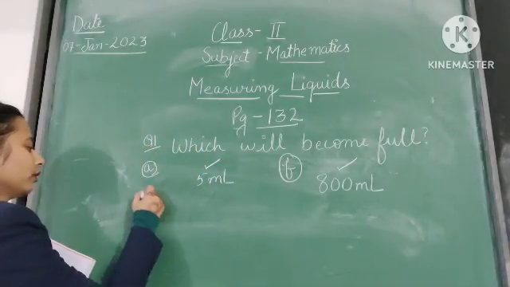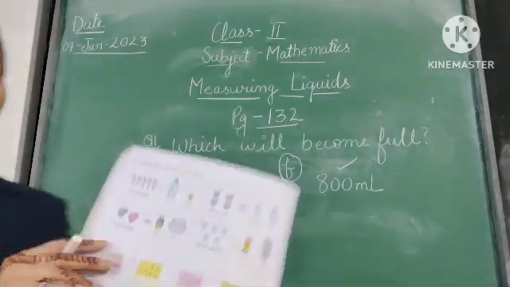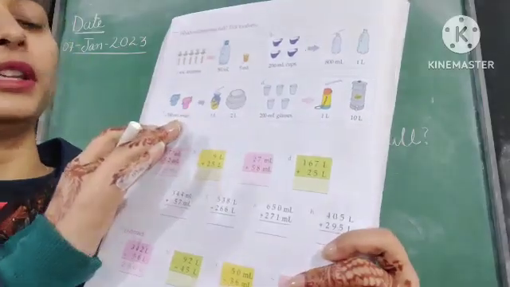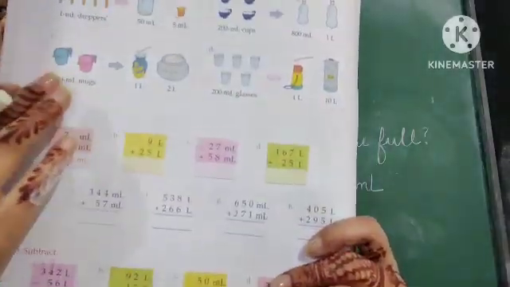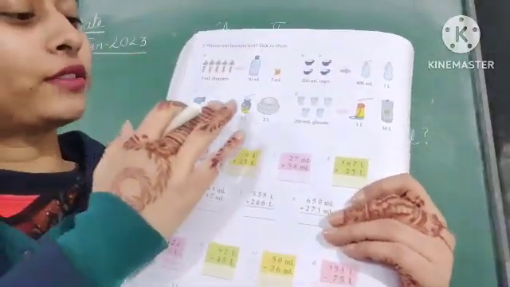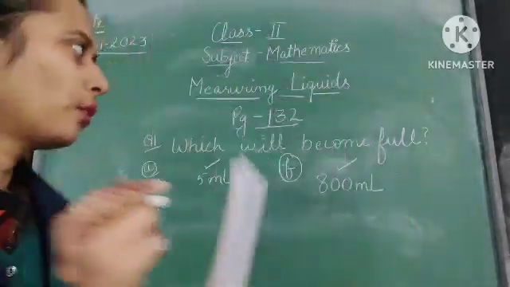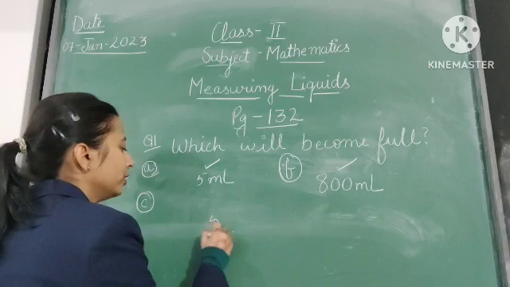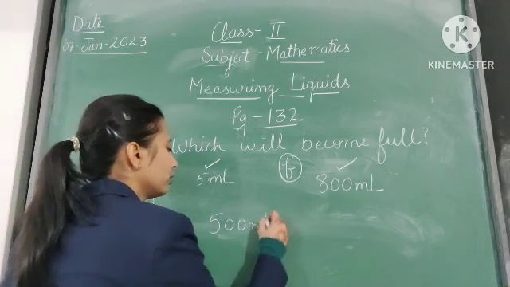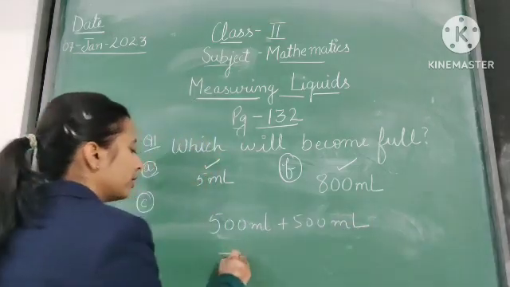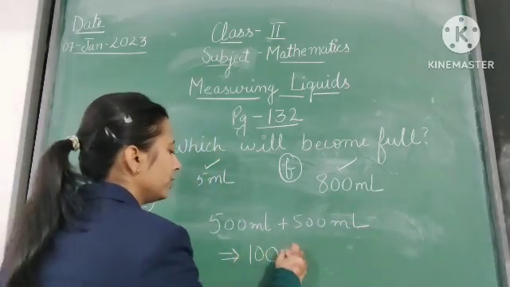Part C. Here in part C we have 2 mugs which are of 500 milliliter capacity each. These mugs can hold 500 milliliters each. Okay, so if we add 500 plus 500, it becomes 1000 milliliters.